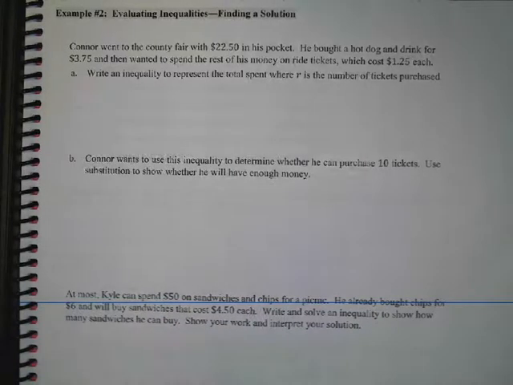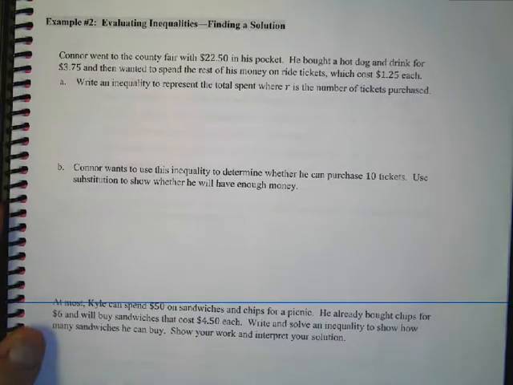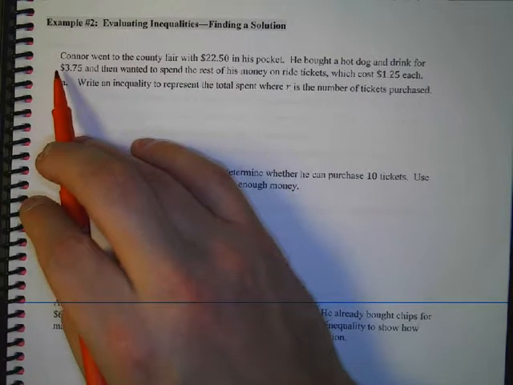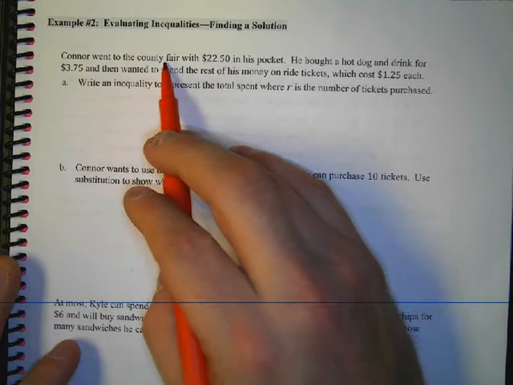Evaluating inequalities, finding a solution. All right, so we're going to do our close reading. So remember, I do my close reading and I annotate as I go. Connor went to the county fair with $22.50 in his pocket. All right, so I'm going to highlight that.